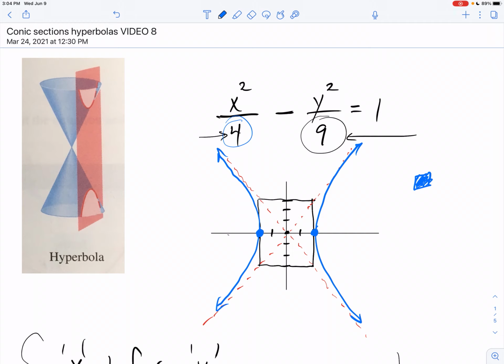It looks like a double-sided parabola, but we don't call it a vertex if there's 2 of them. We call them vertices. Also, the red lines, guess what? Those are asymptotes. So the blue graph is trying to approach those red dashed lines, but guess what? That's how you draw this picture.